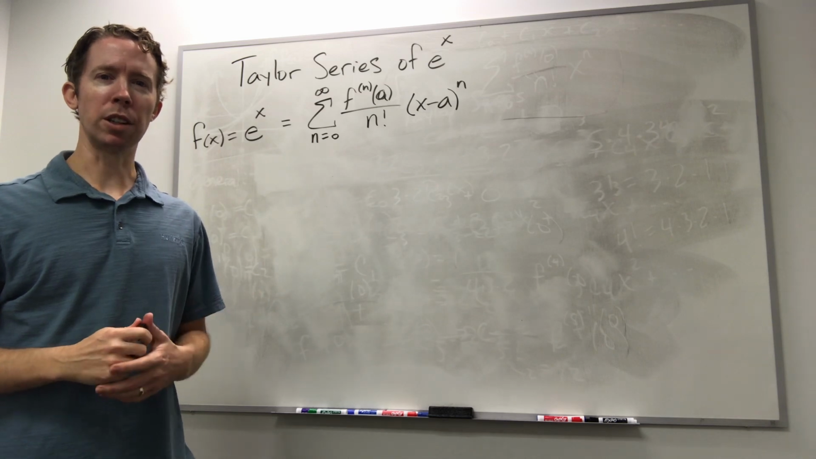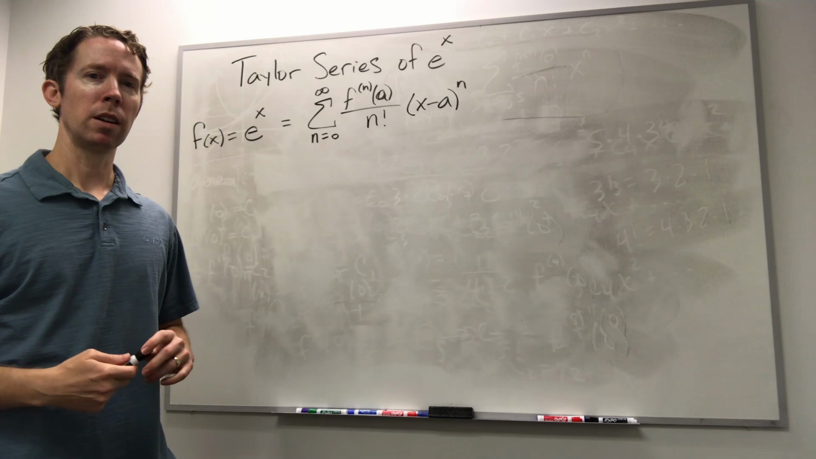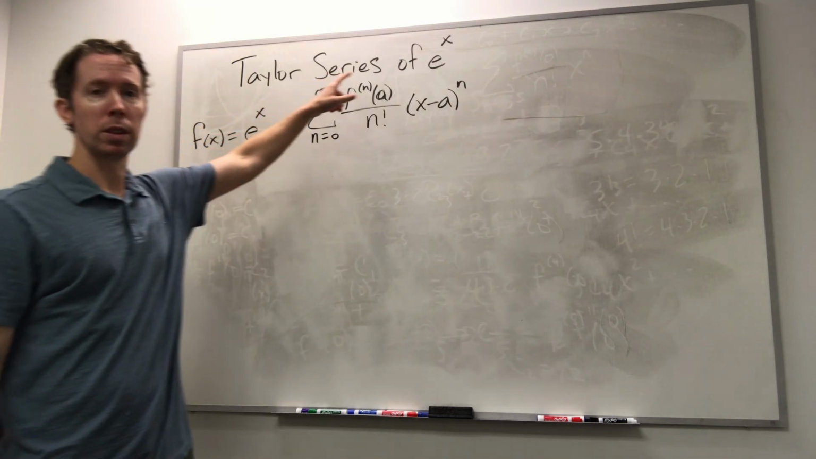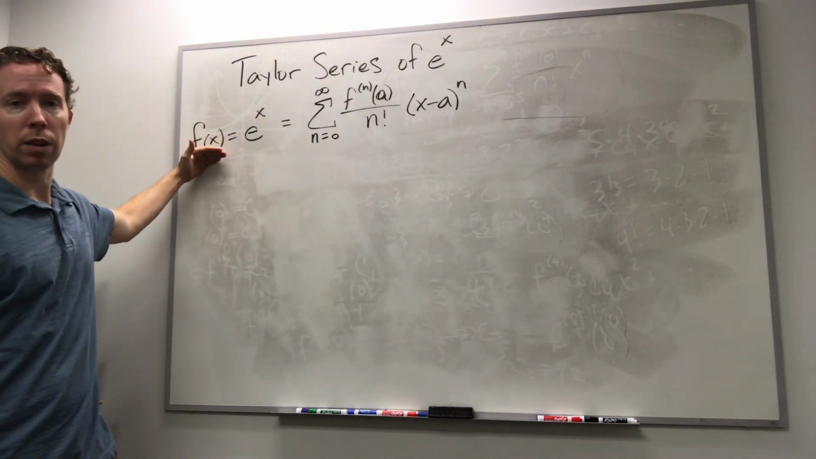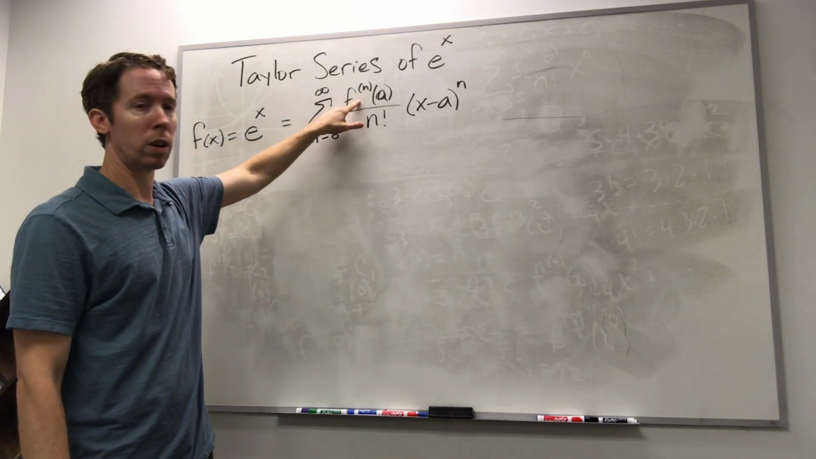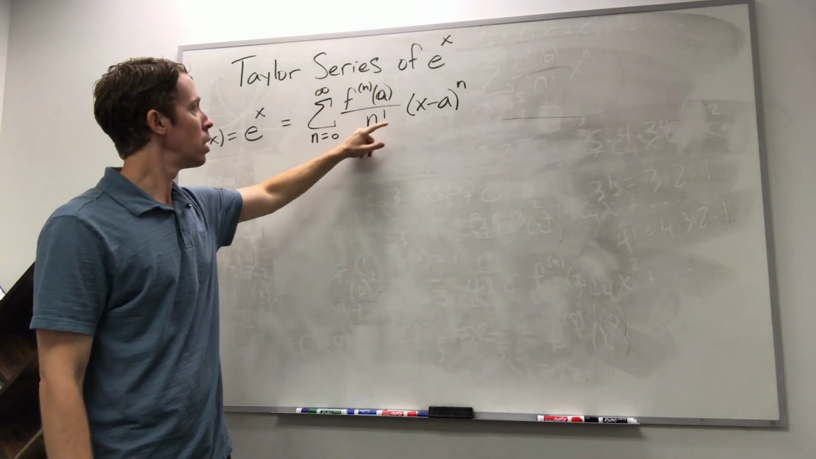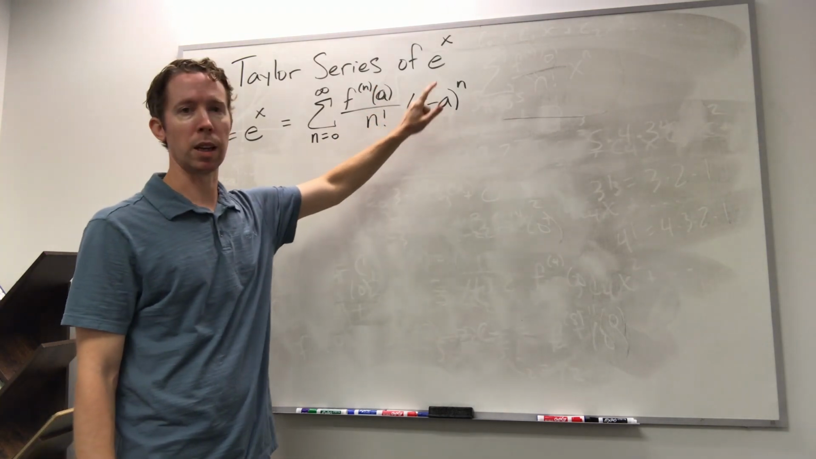I want to find the Taylor series of e to the x and talk just a little bit about what I can do with it once I find it. So the general formula for the Taylor series for a function f of x is the sum of the nth derivative evaluated at the center point x equals a over n factorial times x minus a to the n.